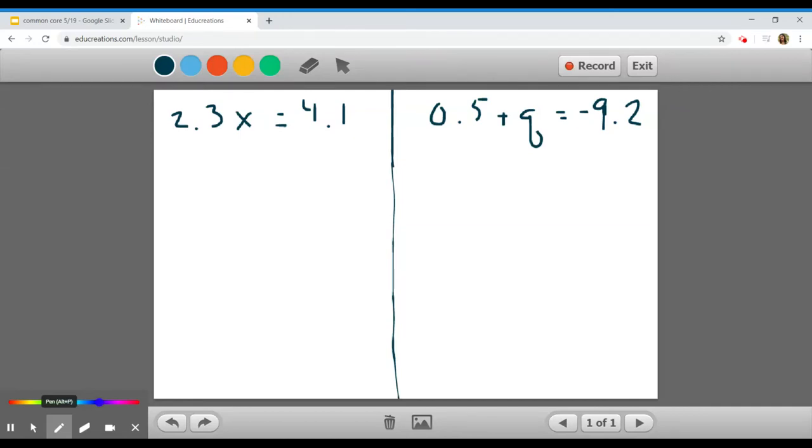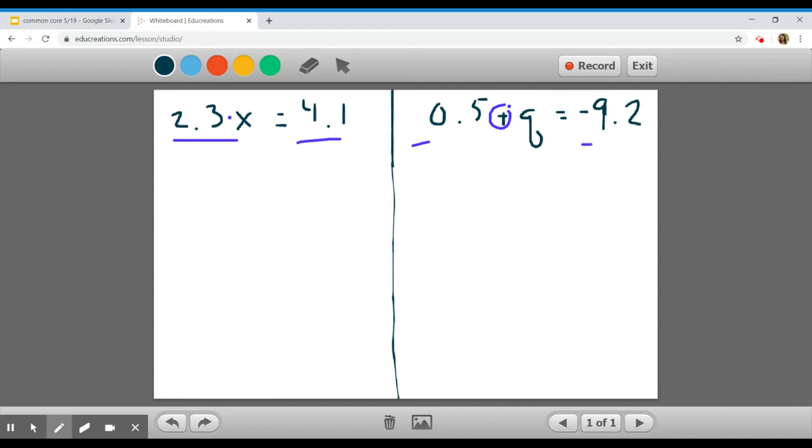Just like with one-step equations yesterday when we were working with whole numbers, we have the same inverse operations. If I see multiplication, I'm going to need to divide. And on the right, if I see addition, I'm going to need to subtract from both sides. With decimals, I think it's tougher to keep track of your right answer. I think it's easier to make mistakes, in other words.